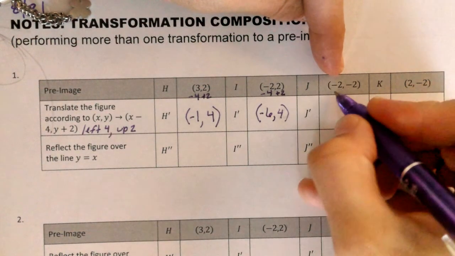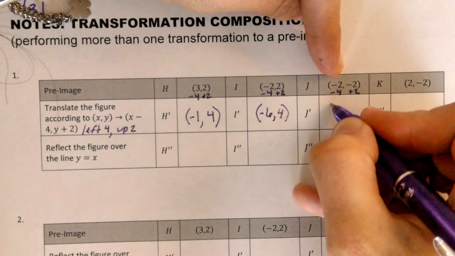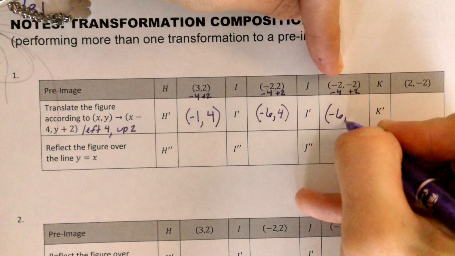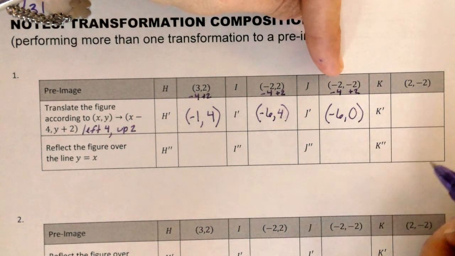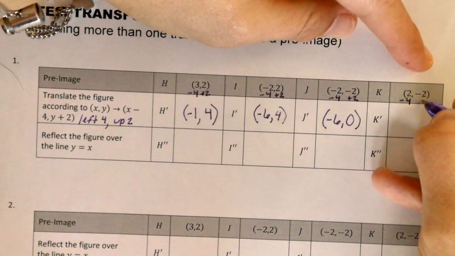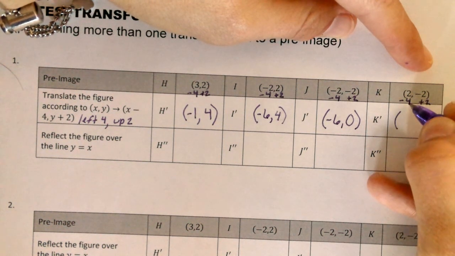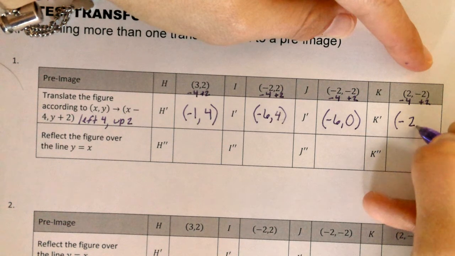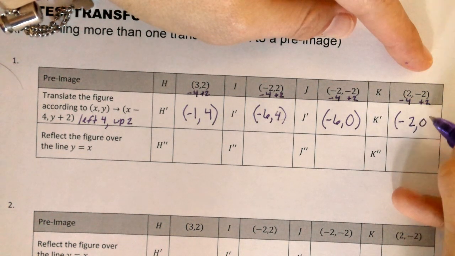Same thing with J. Subtract the 4 from x, add the 2 to y. We're going to come out with that negative 6. Negative 2 plus 2 is going to get us to 0. Okay? Last one, subtract 4 from the x, add 2 to the y. 2 minus 4 is going to give us a negative 2. Negative 2 plus 2, which we just had over here, gave us that 0.